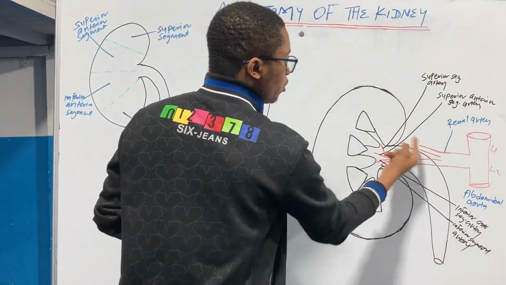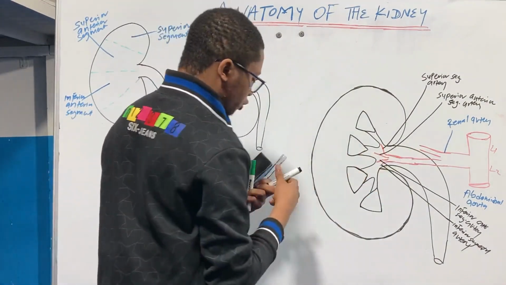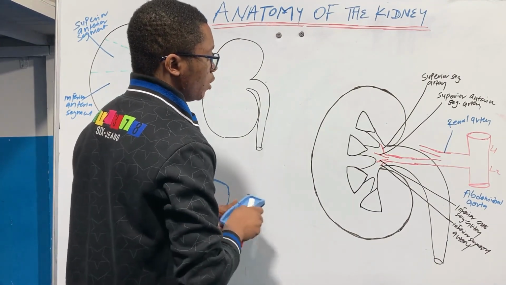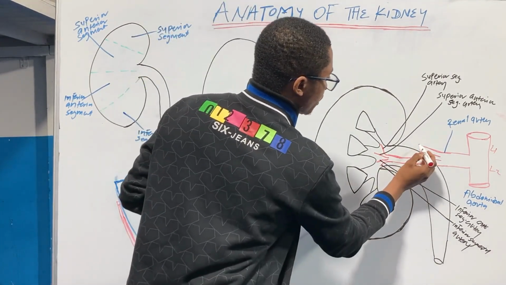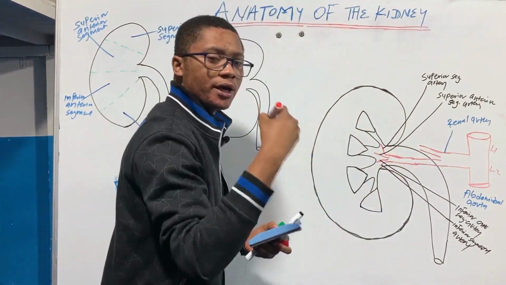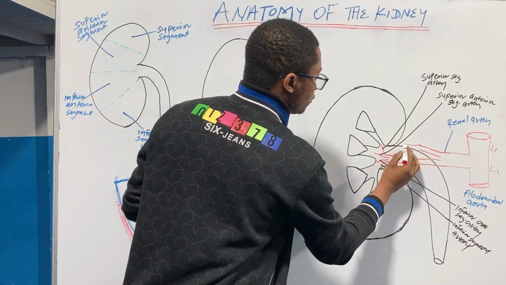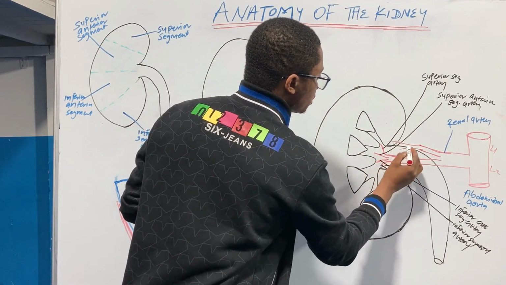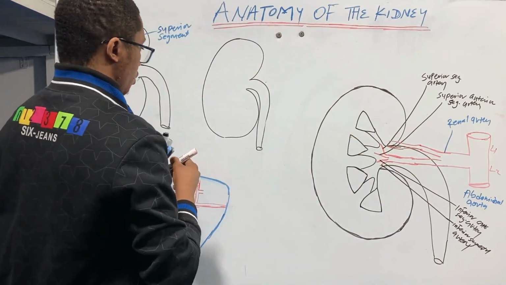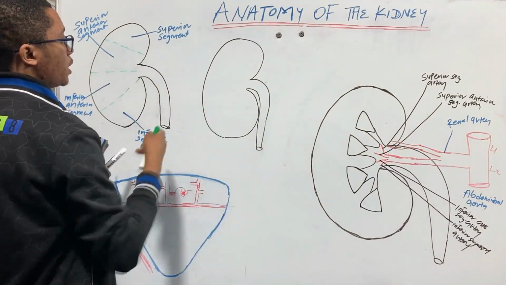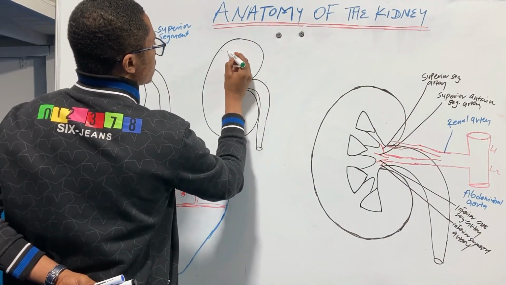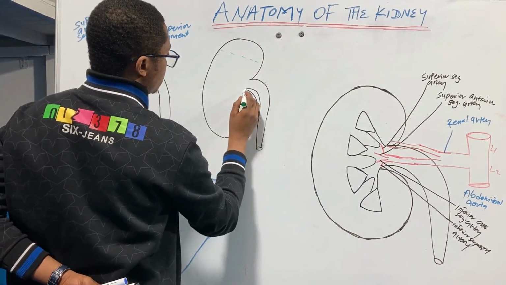Now let's go to the posterior division. The posterior division continues posteriorly behind the pelvis. It continues posteriorly here and gives off just one segmental artery, which is the posterior segmental artery. So it gives off just one segmental artery, which enters into the kidney. Okay, so from here we can see the posterior segment.